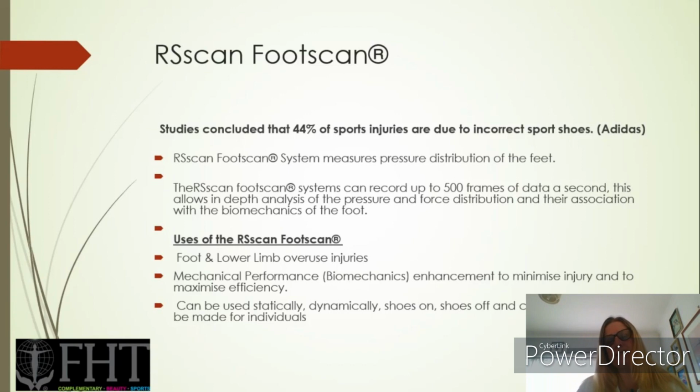What's great about this piece of machinery is it gives very colorful pictures. You can see the changes. It gives very easy numbers for you to follow. And you can see change instantly.